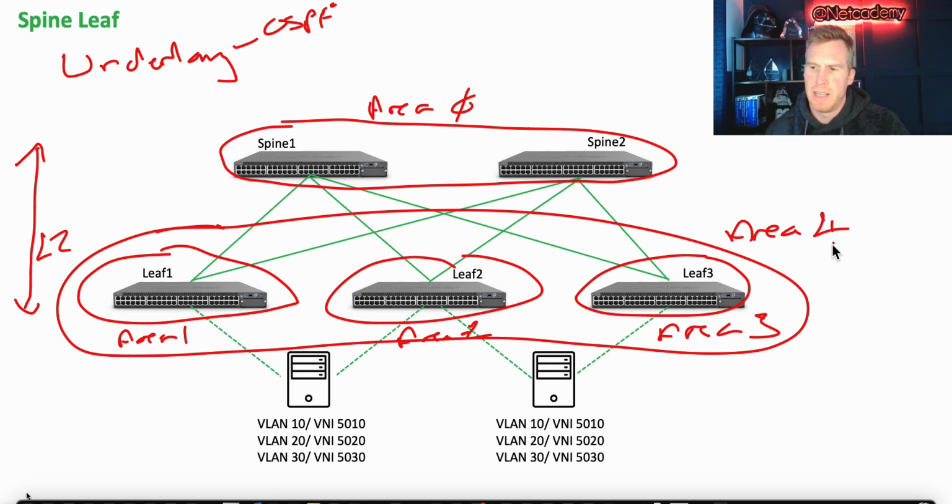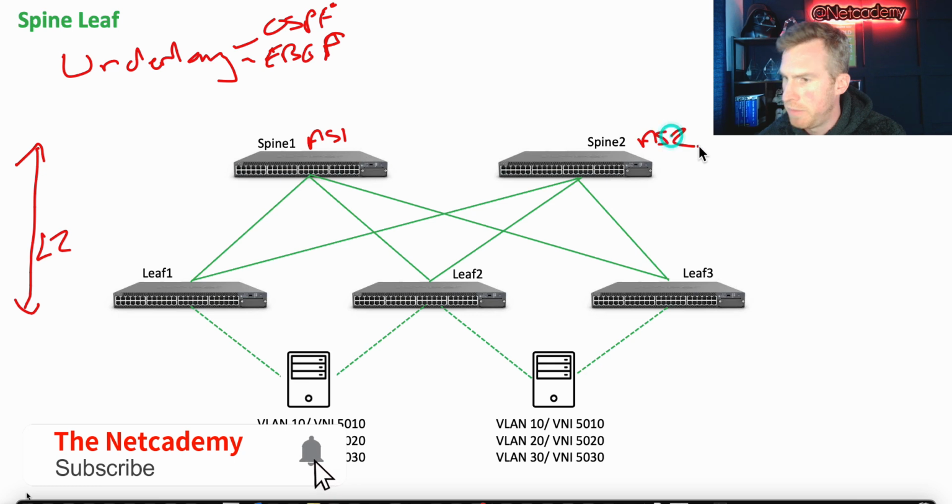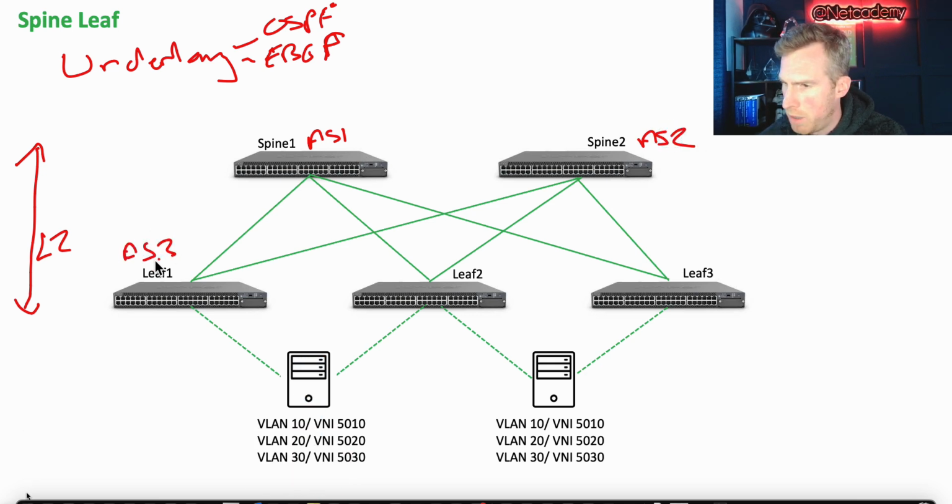But again, as much as I love OSPF, it is an IGP at the end of the day. And with IGP, it's not as powerful as EGP, referring to EBGP. So let's say we have EBGP running as the underlay here. So here we would have AS1 for spine 1. We would have AS2 for spine 2. We would have AS3 for leaf 1, AS4 for leaf 2, and AS5 for leaf 3.